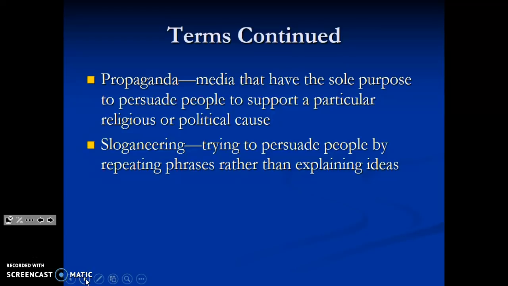Sloganeering is the use of slogans or short, kind of catchy phrases, trying to persuade people by repeating these phrases rather than explaining ideas and rather than having them question what's actually behind the slogans. Sloganeering happens when the people who are in power are trying to stay in power. They don't want people to actually think about what's behind what they're saying.